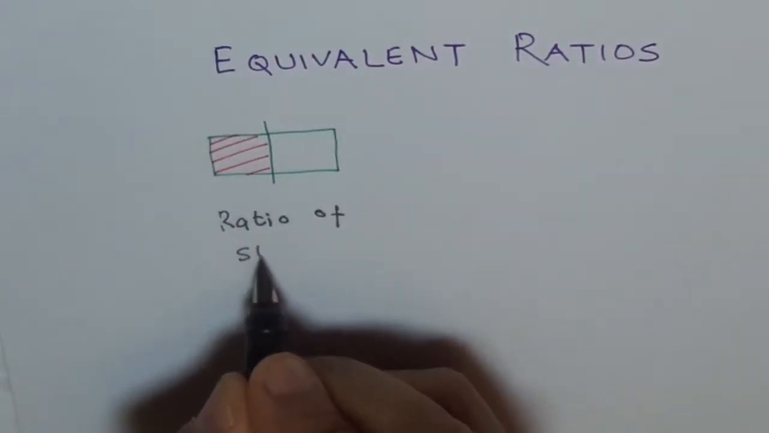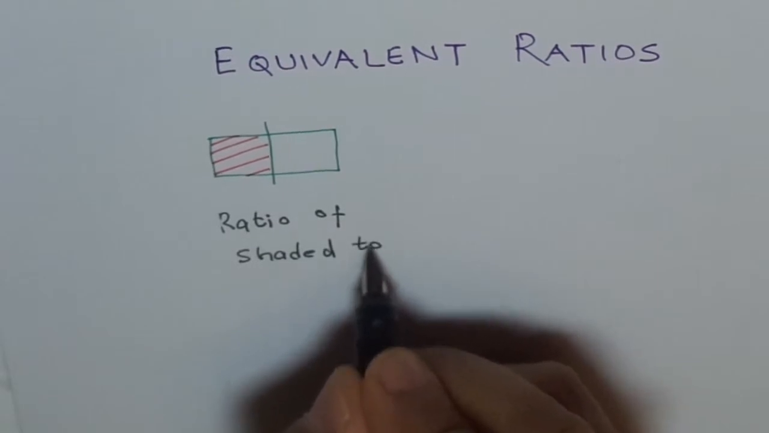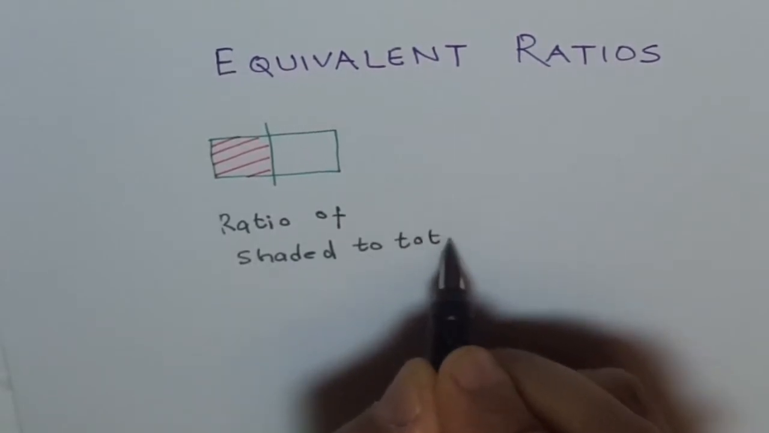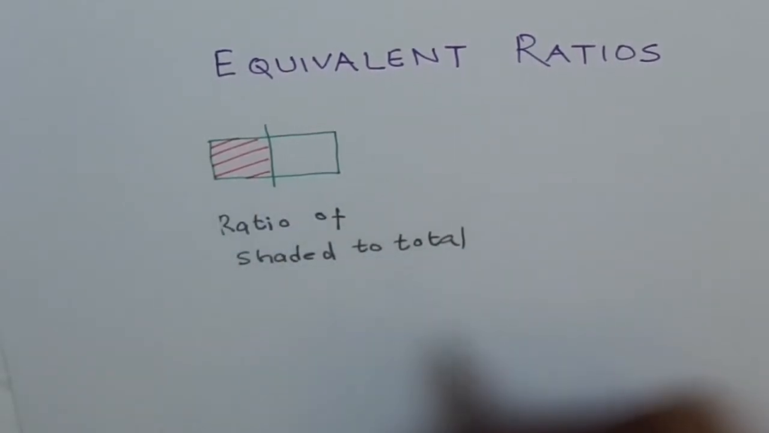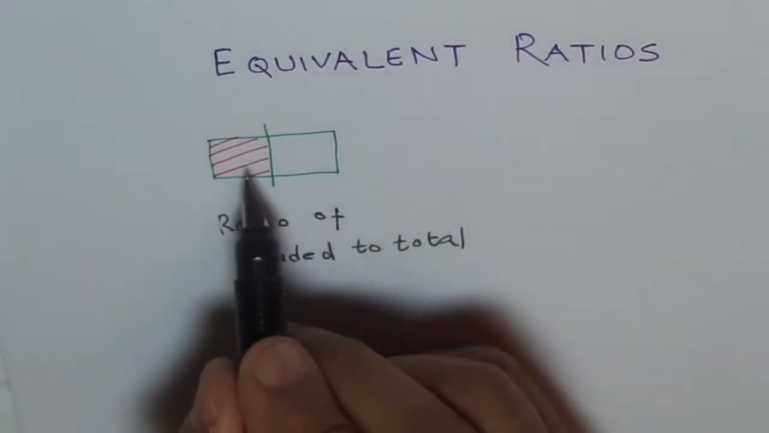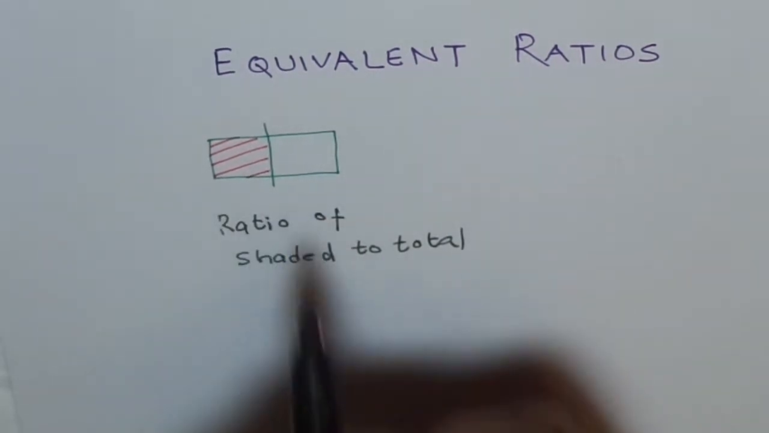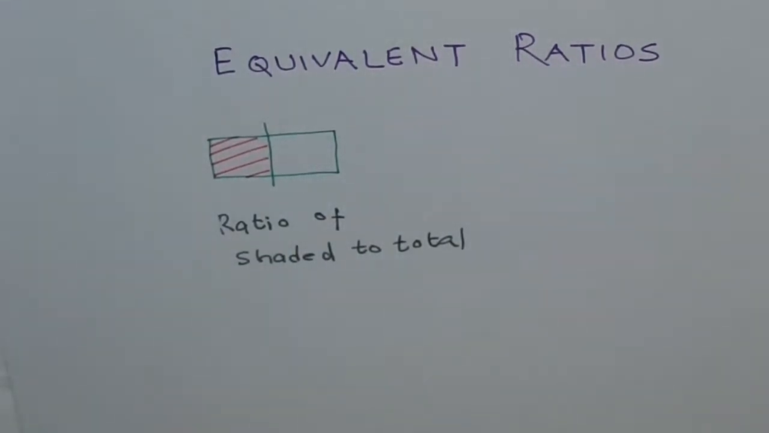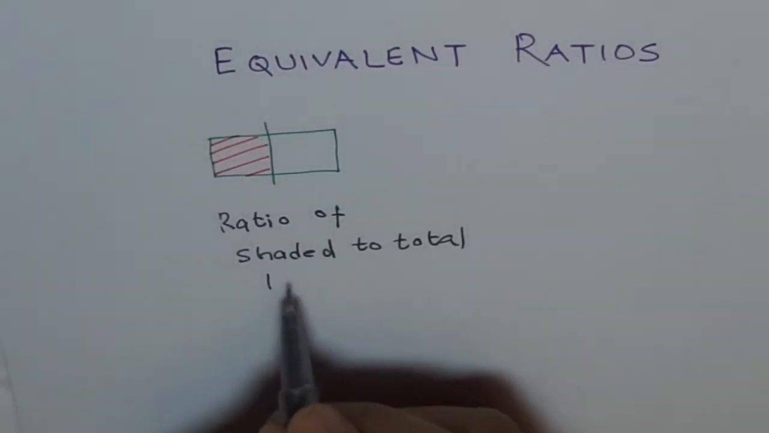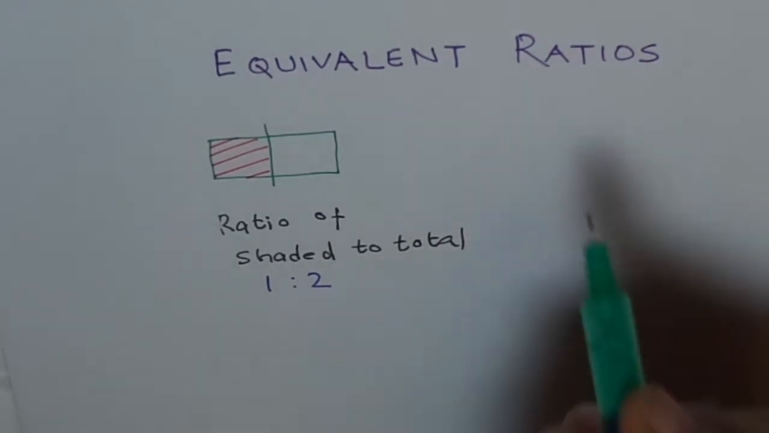shaded to total number of regions, right? Shaded is 1 out of 2, correct? There are two squares like this in this rectangle and one of them is shaded. So we say that the ratio is 1:2, correct?